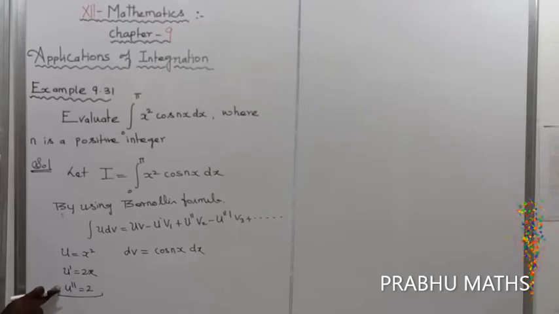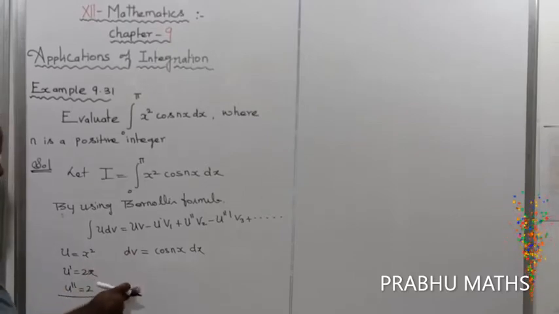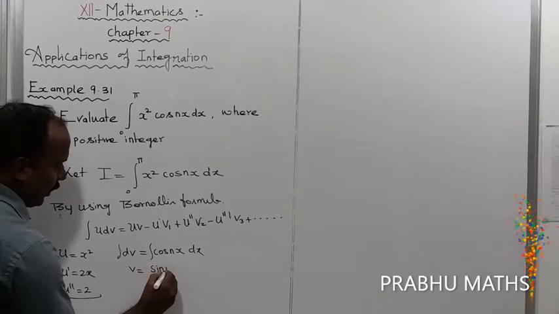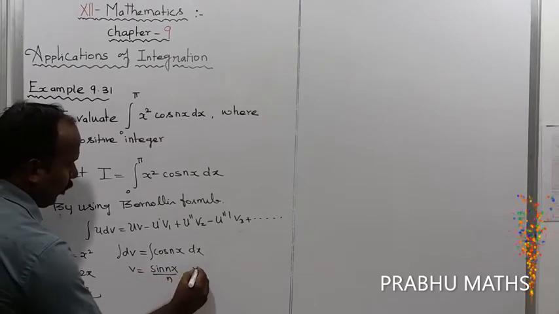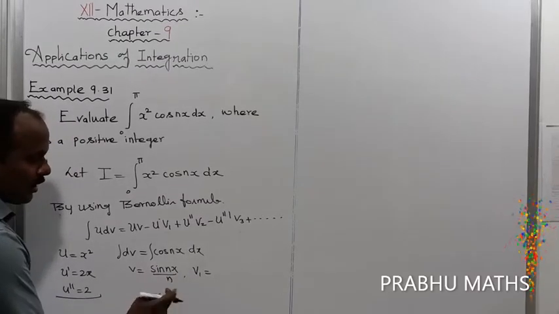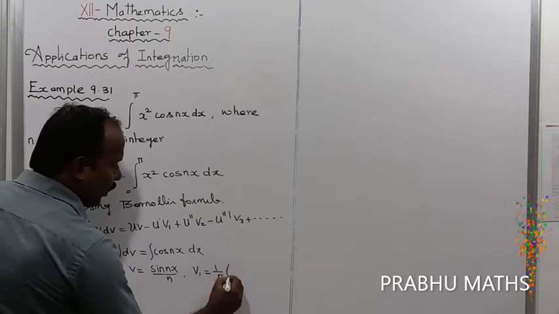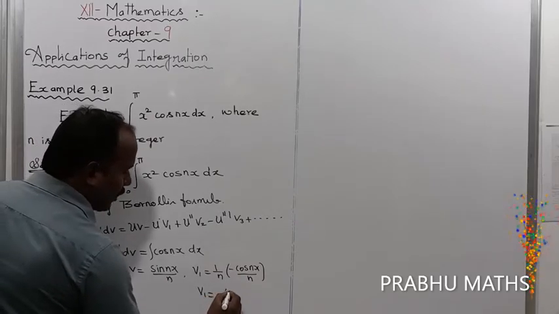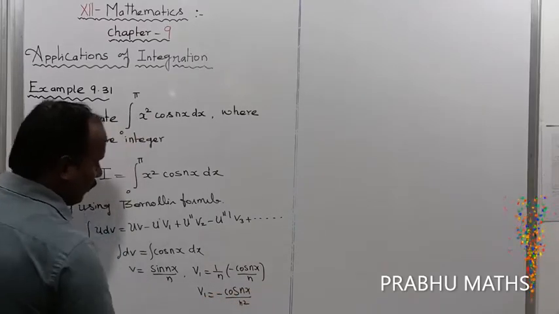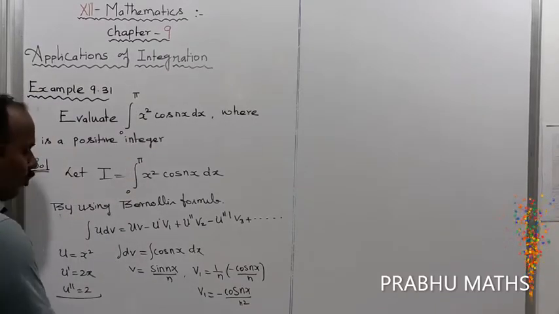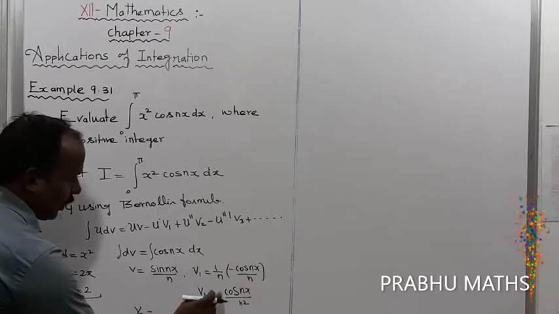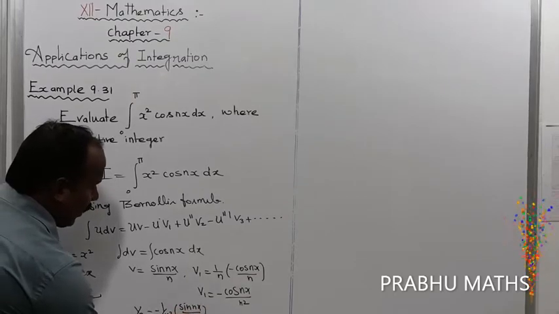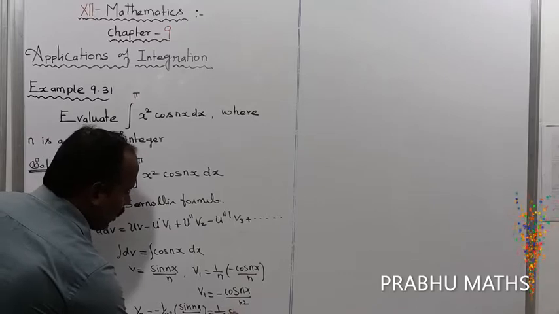So u double dash, and this is also v1, v2. First integrate on both sides: v is equal to the integration of cos nx, which is sin nx divided by n. Next, v1 means second integration, that is 1 by n into minus cos nx divided by n. So v1 is equal to minus cos nx divided by n square. Next v2, so v2 is equal to 1 divided by minus 1 by n square into sin nx divided by n, that is equal to minus 1 by n cube into sin nx.